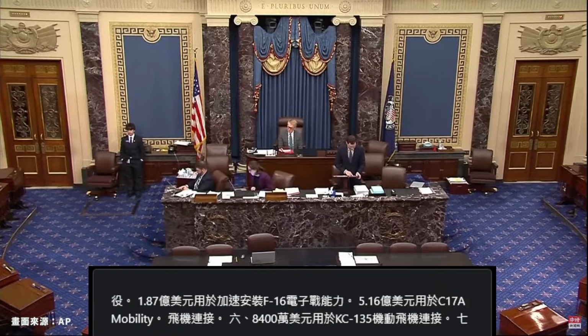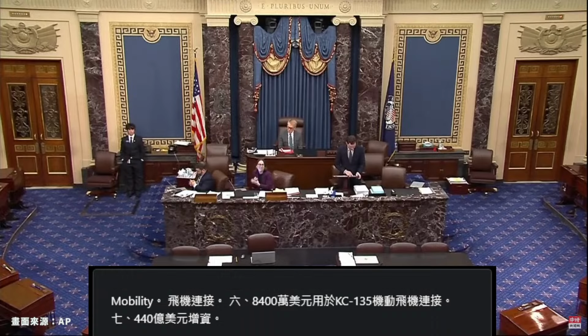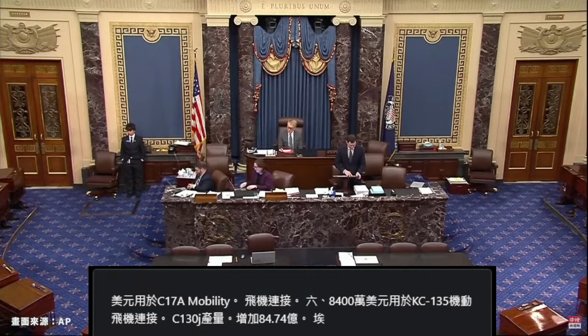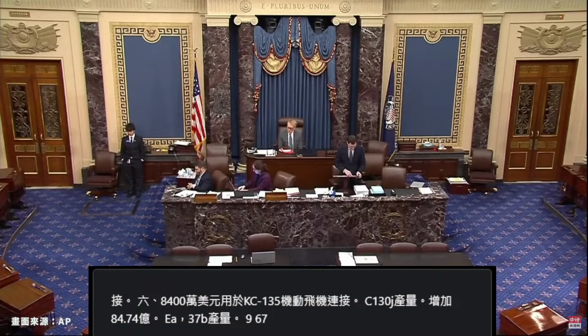8, $474 million to increase EA-37B production. 9, $678 million to accelerate the Collaborative Combat Aircraft Program. 10, $400 million to accelerate production of the F-47 aircraft. 11, $750 million to accelerate the F/A-XX aircraft.